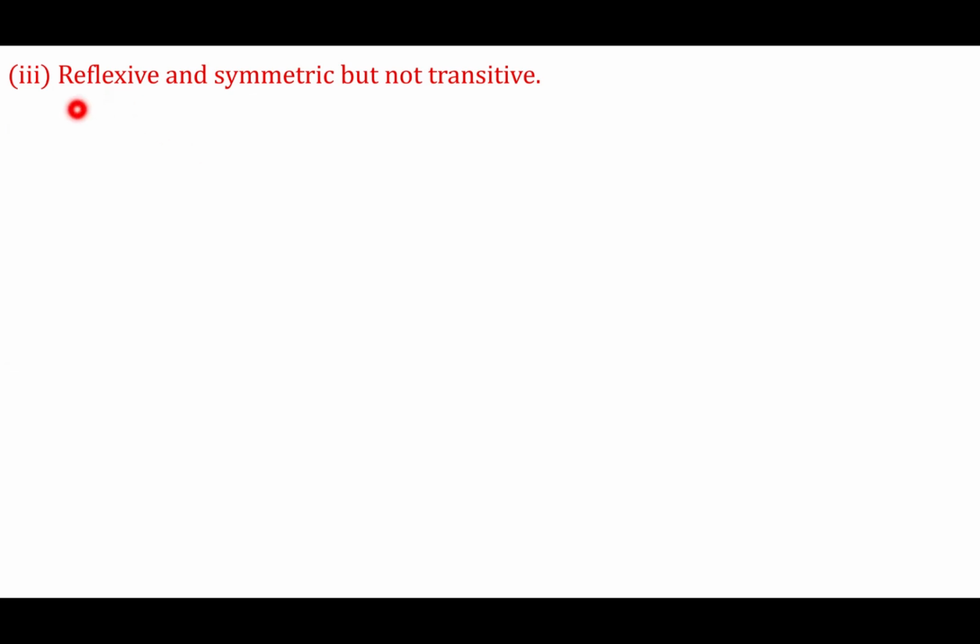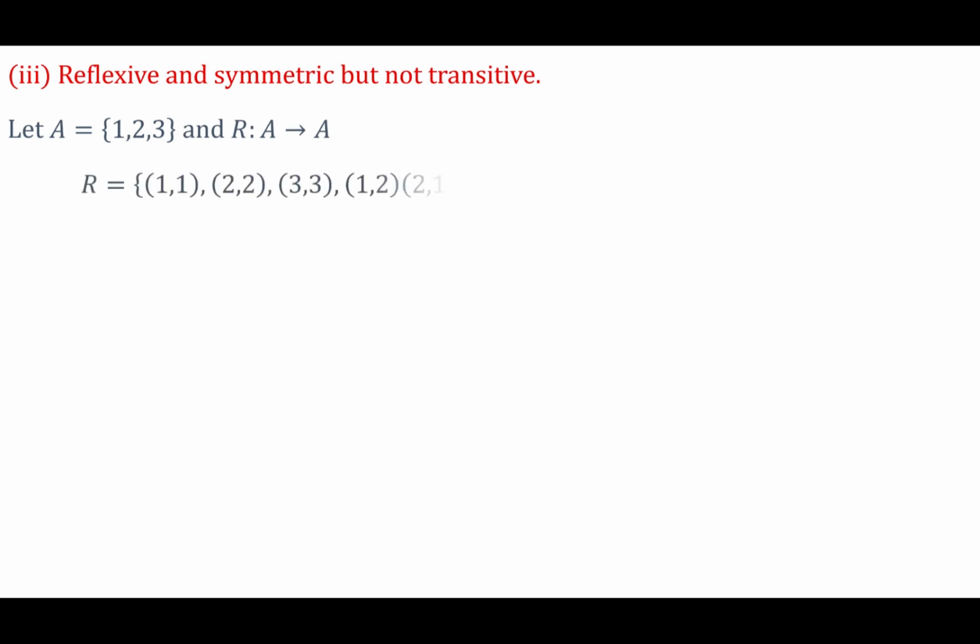Part 3 of question 10. We have to define a relation which is reflexive and symmetric but not transitive. So I define a set A as {1, 2, 3} and the relation R on set A is this relation. Now I have to show that this relation is reflexive.